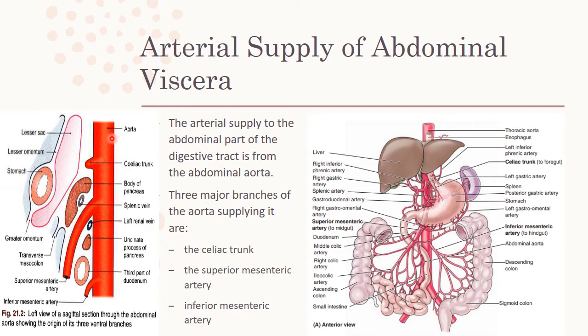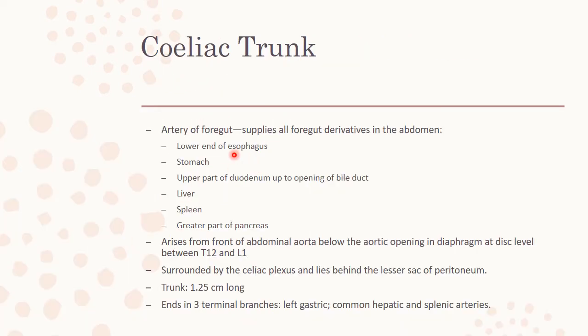Over here we have a similar representation but from a sagittal section. So we can see the aorta. The first major trunk to arise from it is the celiac trunk. Then we have the superior mesenteric. The celiac trunk is the artery of the foregut. It supplies all the foregut derivatives which are present inside the abdomen.